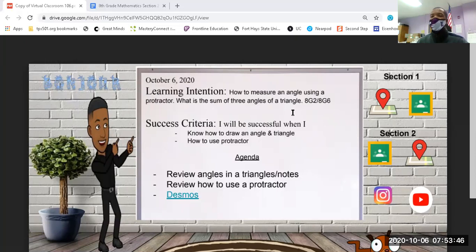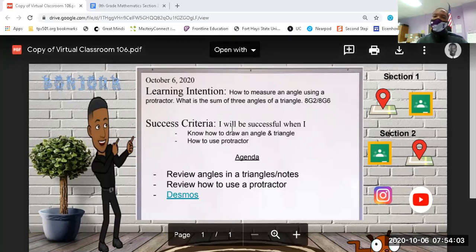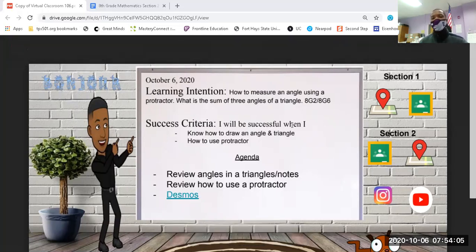We're going to be introducing triangles and talking about how much all the angles in a triangle add up to. And we're focusing on standard 8G2 and 8G6. If you go to the sheet, you'll see the assignment underneath the standard. Success criteria: I will be successful when I know how to draw an angle and a triangle. So I'm going to give you the protractor, and you could use the protractor to draw the angle instead of measuring it. And then, of course, how to use a protractor.